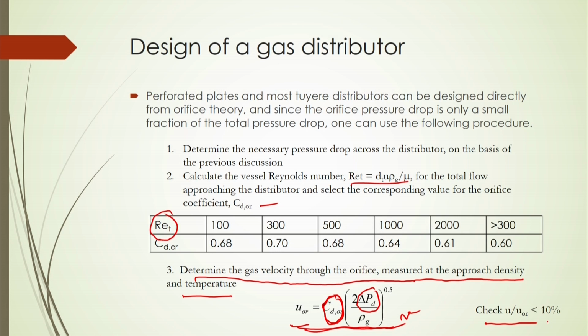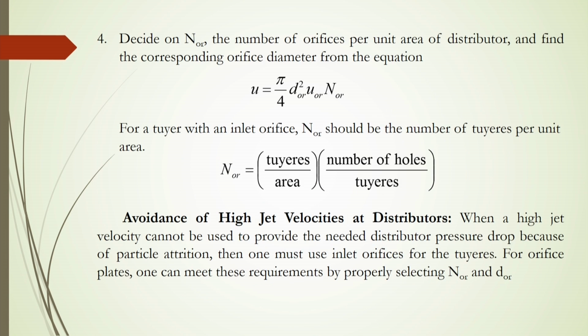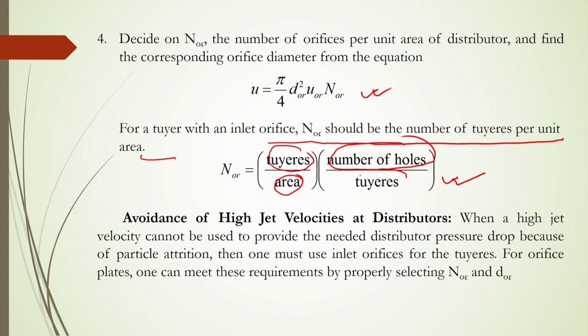So, then that velocity should be less than 10% of that UOR. After that, you have to decide how many holes of the orifice per unit area of the distributor are to be maintained, and you have to find out the corresponding orifice diameter from the equation given here. For a Tuyere with an inlet orifice, NOR should be the number of Tuyeres per unit area, which should be calculated from this. This NOR is designed as the Tuyeres per unit area and number of holes per Tuyere.